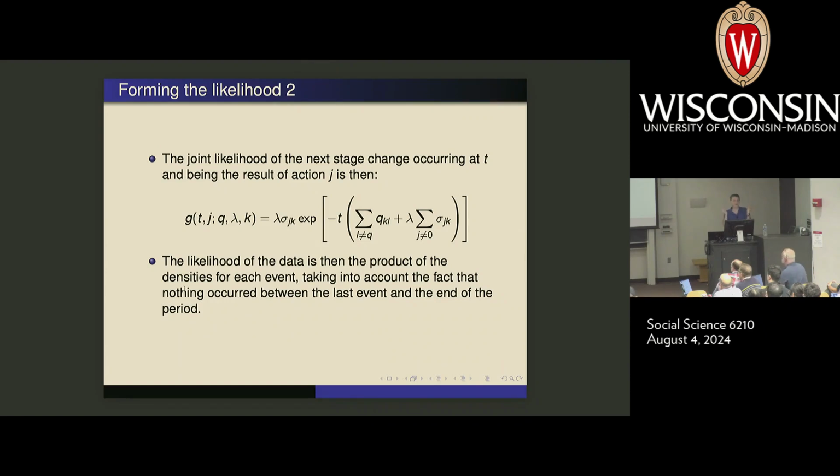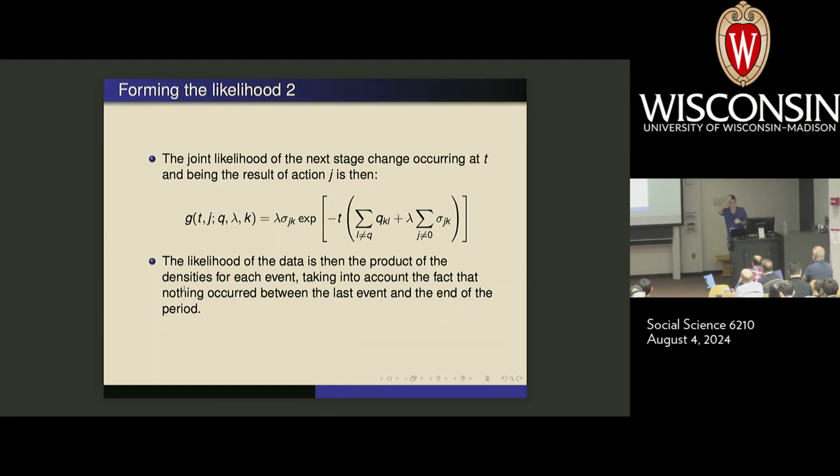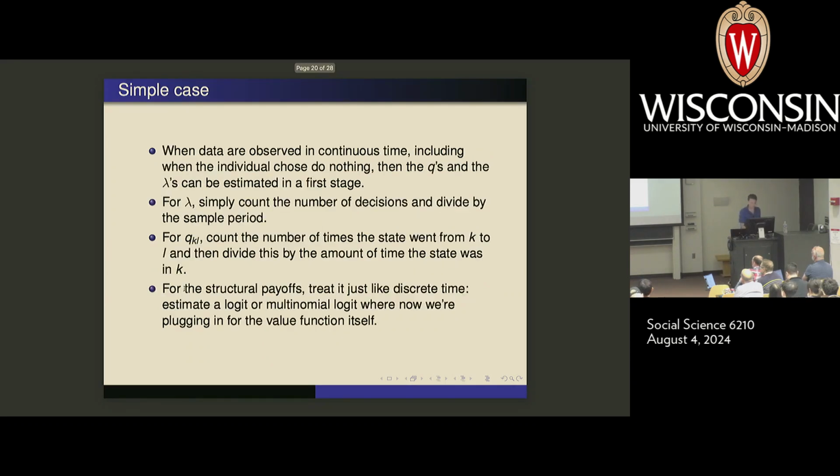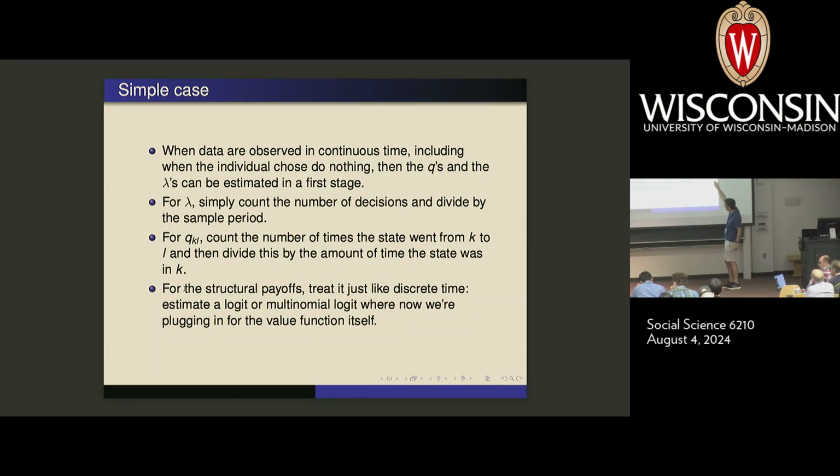So there's a trade-off. Continuous time, I think, actually makes it a lot easier to form the value functions and all that, but then at estimation, you got to deal with the fact that you see things in these discrete intervals. Well, in any event, first is a simple case. Data observed in continuous time, including when the individual chooses to do nothing. The Q's and the lambdas are estimated in the first stage.